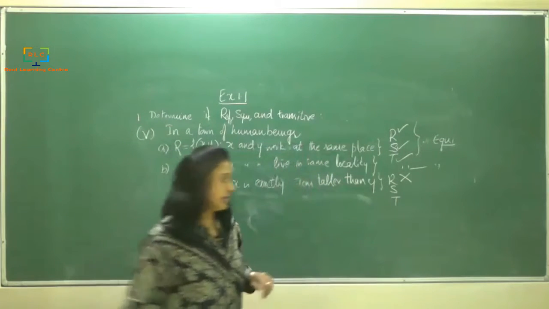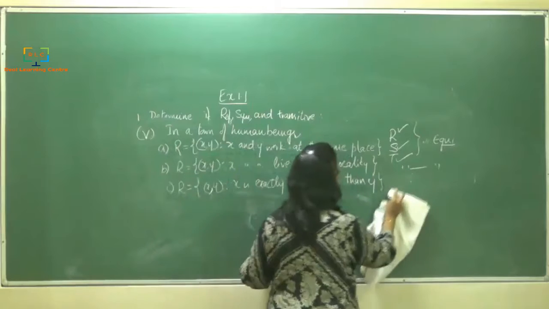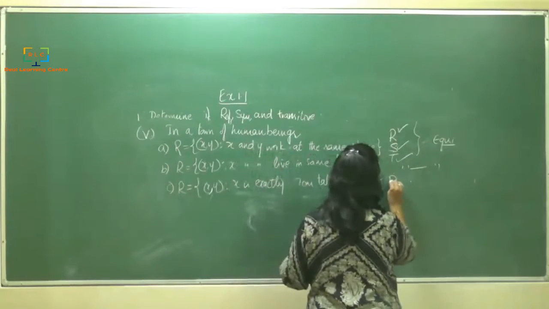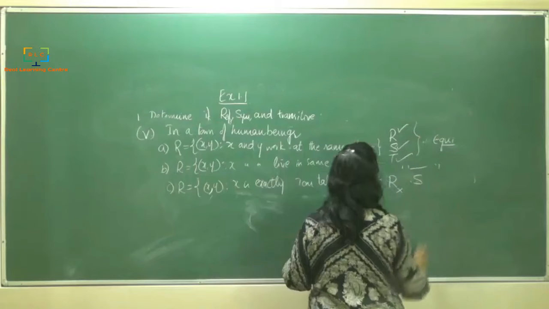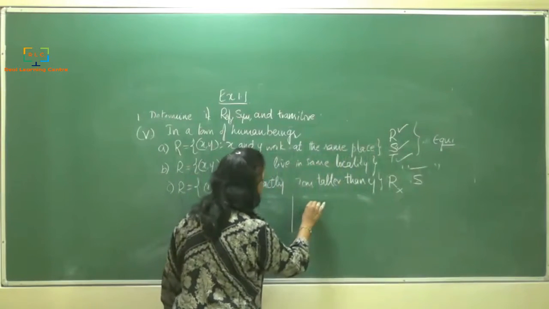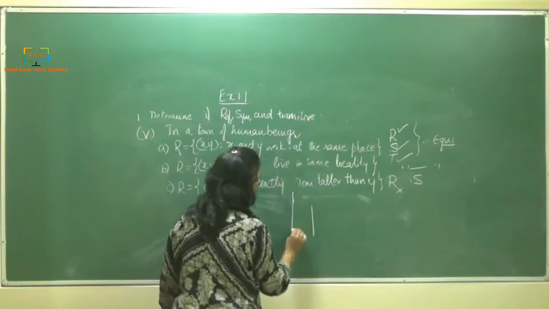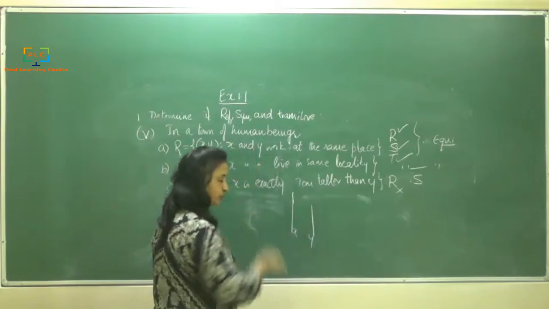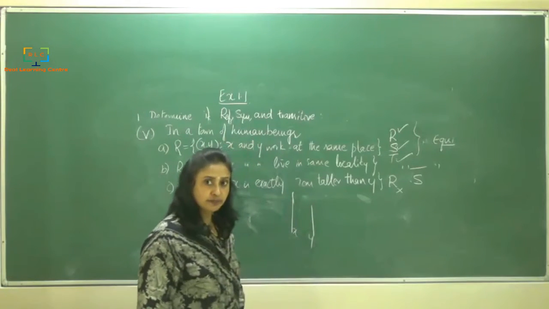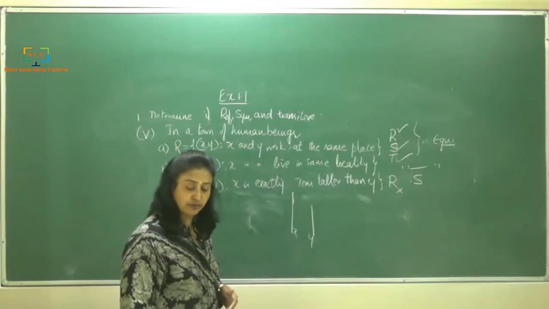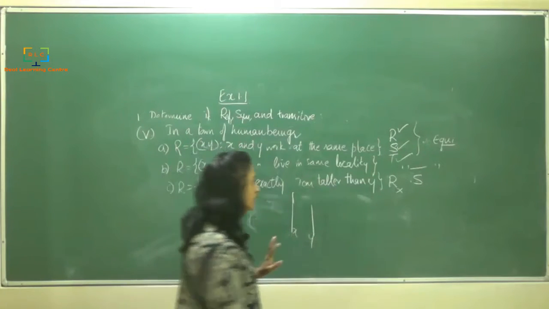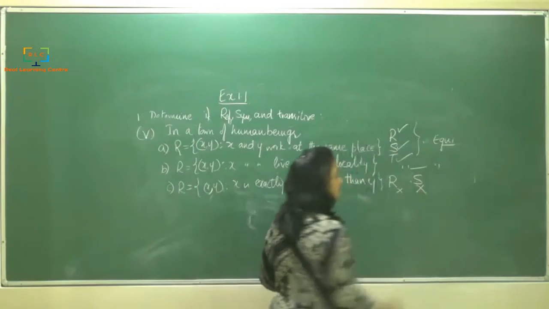And next, what about X and Y? Now I am taking two different persons. We saw reflexive is not possible. For symmetric, I am taking two persons. So this is X and this is Y. X is 7 centimeter taller than Y. Will the vice versa be true? Y taller than X by 7 centimeter is impossible. So it is not symmetric.